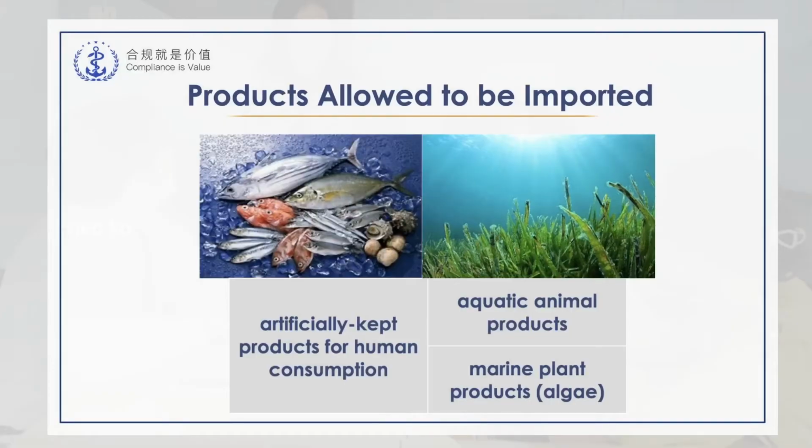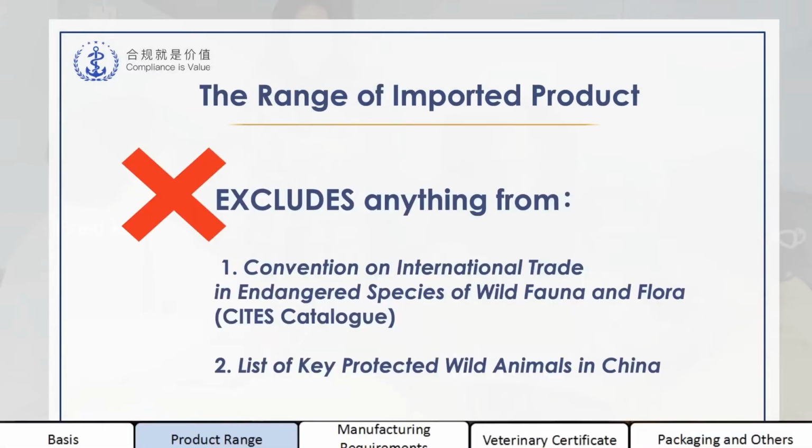Artificially kept aquaculture products for human consumption are allowed to be imported to China, including aquatic animal products and marine plant products, algae. The range of imported product does not include anything from the CITES catalog or list of key protected wild animals in China.